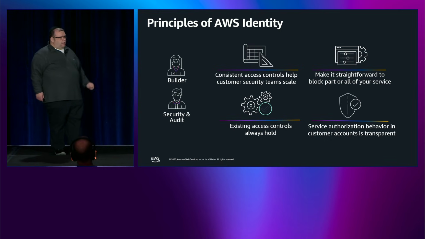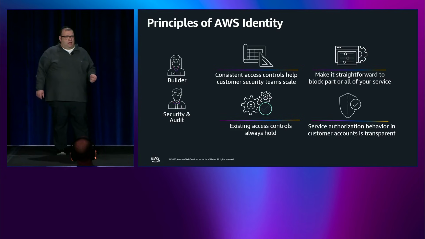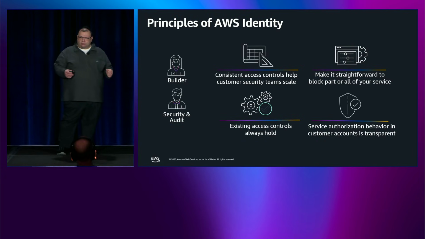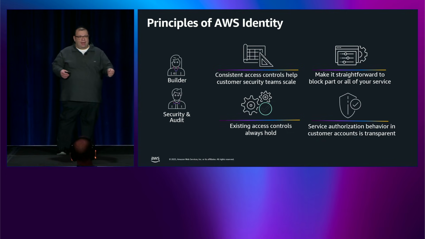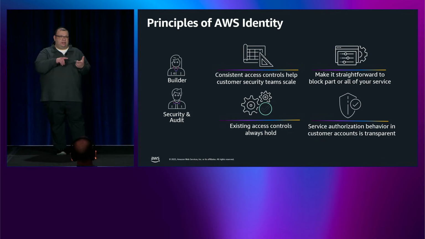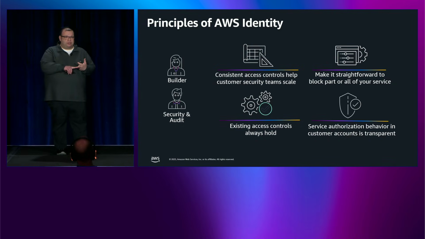And the last one is everything should be transparent to you within your AWS accounts. Identity has a lot of different primitives. There are different ways to impersonate users and access. It doesn't matter. You should be able to see that in documentation, how a service behaves. You should be able to see that in CloudTrail, and all access should be transparent to you.